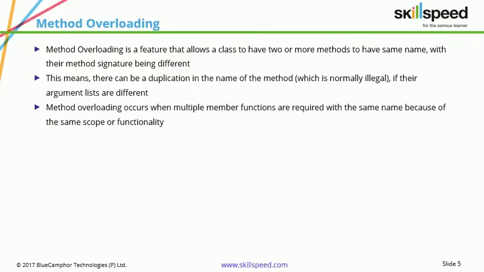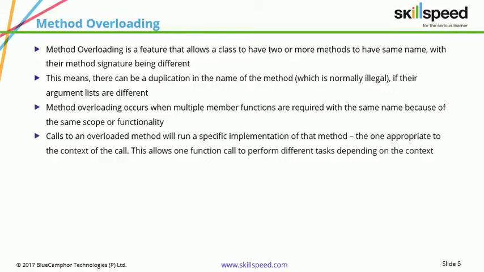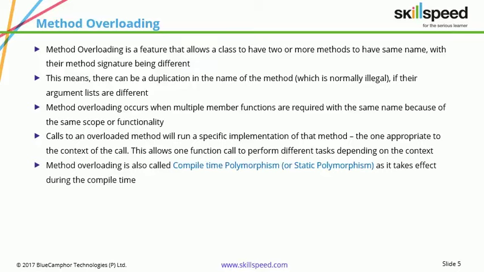Method overloading occurs when multiple member functions are required with the same name because of the same scope or functionality. The calls to the overloaded function or method will run a specific implementation of that method, the one appropriate to the context of the call. This allows one function call to perform different tasks depending on the context. Method overloading is also called compile time polymorphism or static polymorphism, as it takes effect during compile time only.